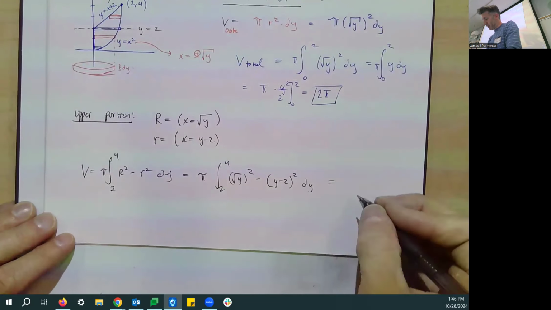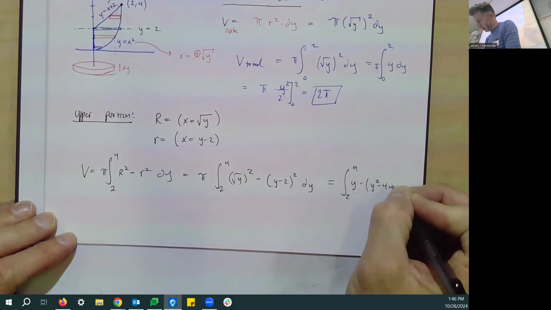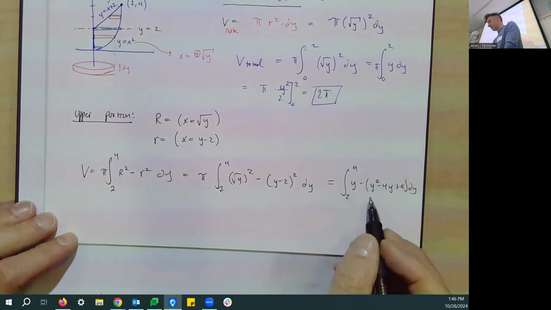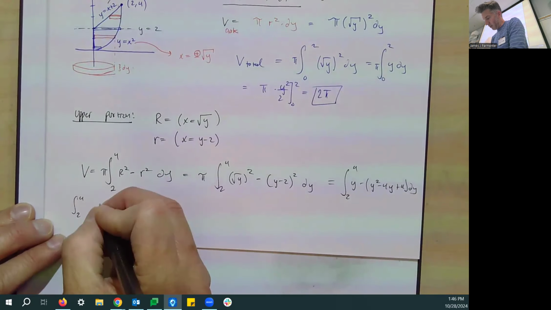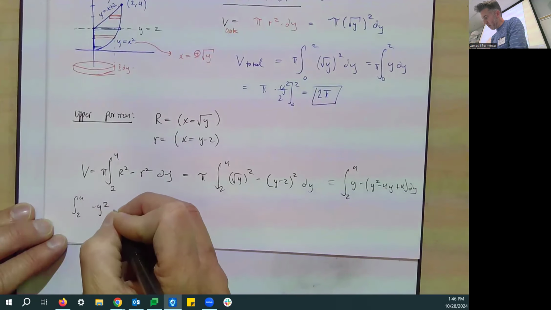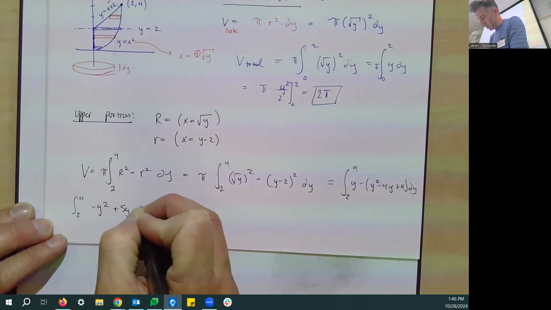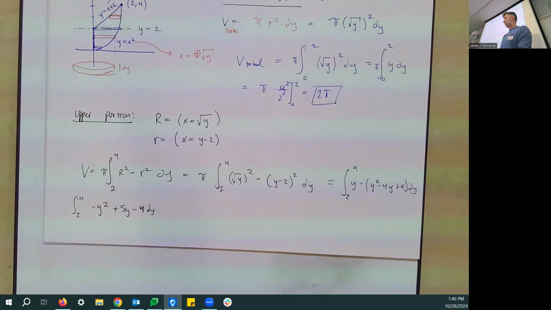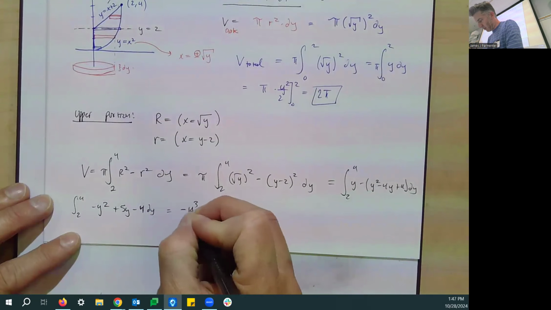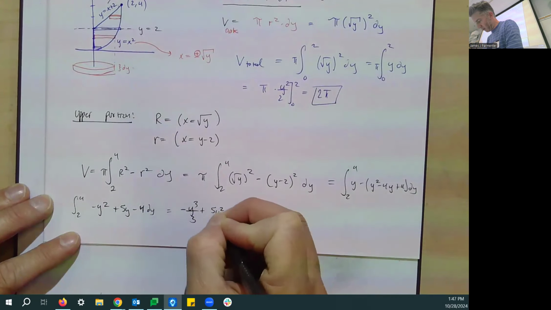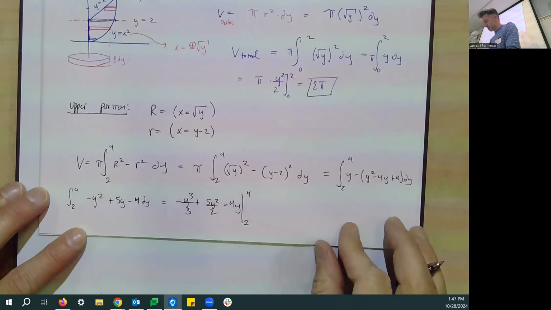So simplifying, we get the integral from 2 to 4 of y minus y squared minus 4y plus 4. I would take a minute to simplify this even further and say it's the integral from 2 to 4 of negative y squared plus 5y minus 4. I do think it is almost always worthwhile to simplify before you integrate. So we get negative y cubed over 3 plus 5y squared over 2 minus 4y from 2 to 4, and then you plug in.